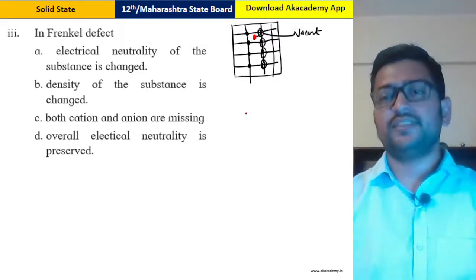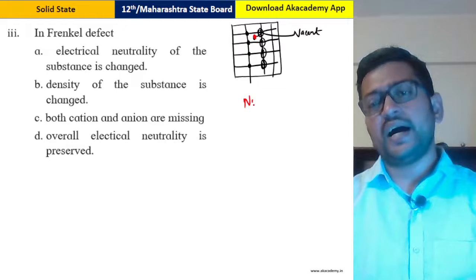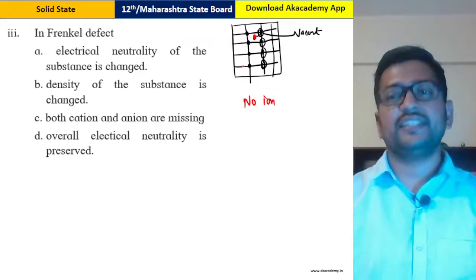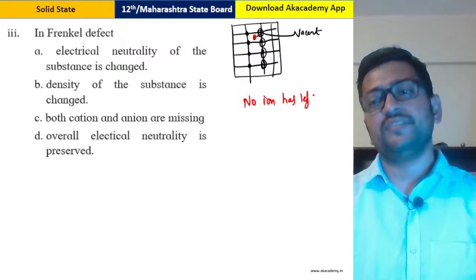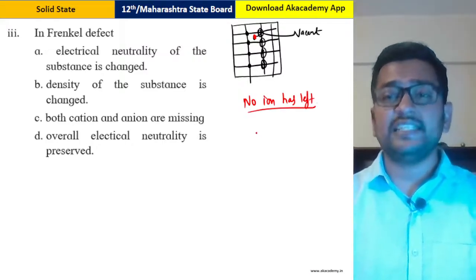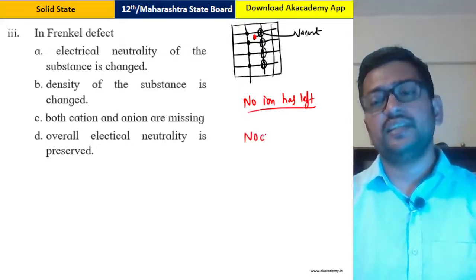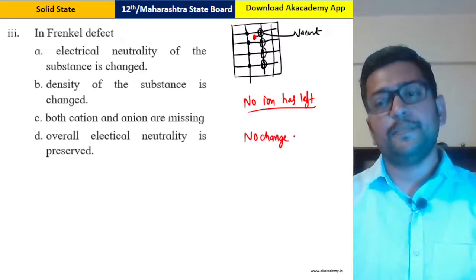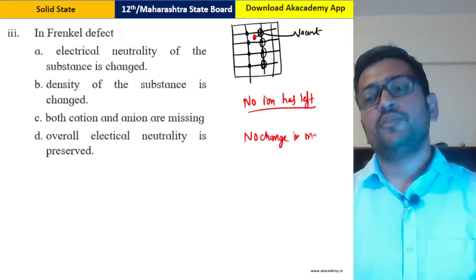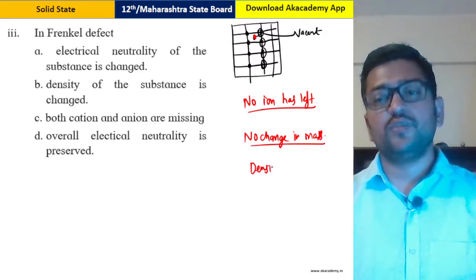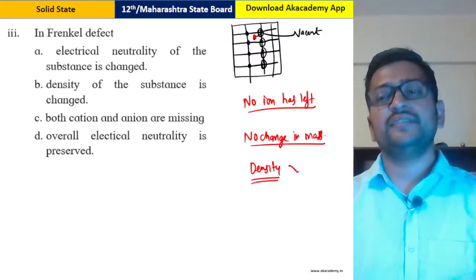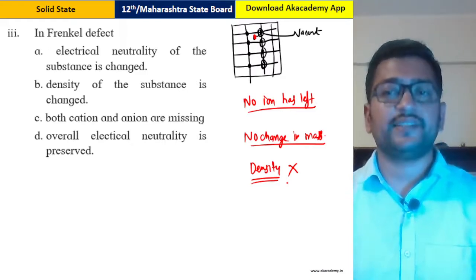But what you can observe is that no ion has left this particular system. No ion has left this system means what? There is no change in mass. And if there is no change in mass, you can assume that there is no change in density as well. So density also doesn't get affected.